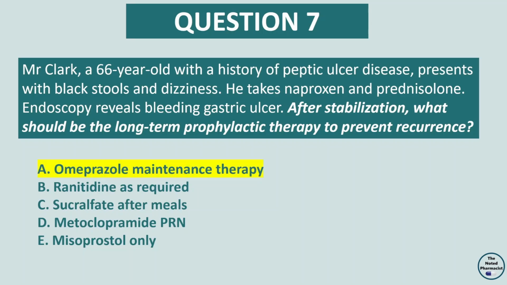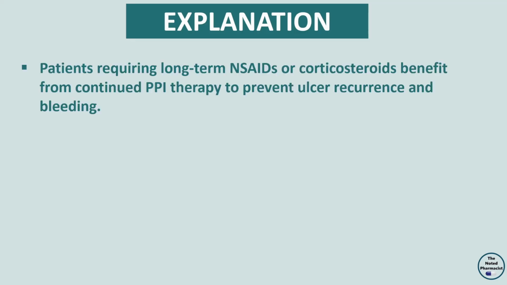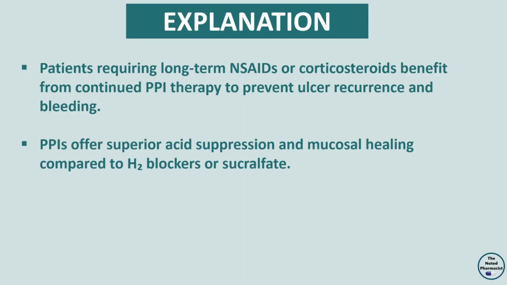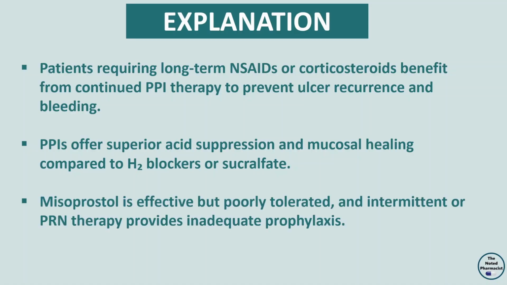The correct answer is option A, omeprazole maintenance therapy. The explanation is that patients requiring long-term NSAIDs or corticosteroids benefit from continued PPI therapy to prevent ulcer recurrence and bleeding. PPIs offer superior acid suppression and mucosal healing compared to H2 blockers or sucralfate. Misoprostol is effective but poorly tolerated, and intermittent or PRN therapy provides inadequate prophylaxis.